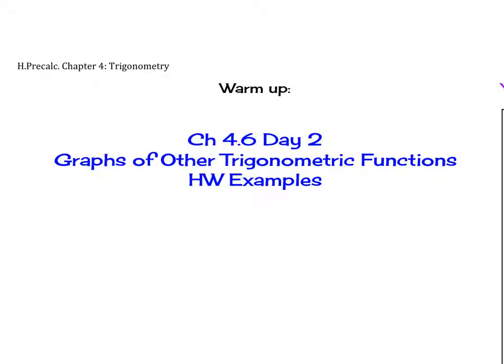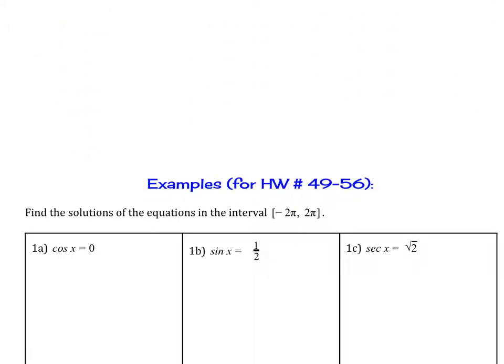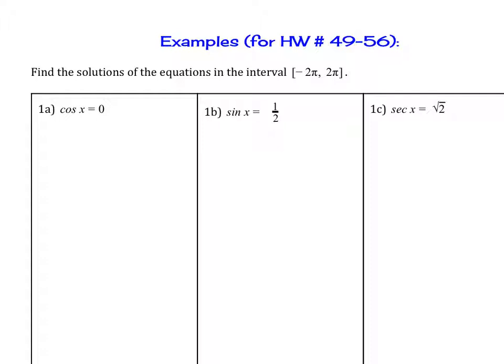4.6 Day 2, we're looking at some homework examples. So for example, solving and then also even and odd functions. So these are just some examples for homework number 49 through 56. Now in the homework, it'll focus on the secant, cosecant, and cotangent, but just to kind of introduce you to how to solve, we're going to take a look at other functions, sine and cosine, for example.